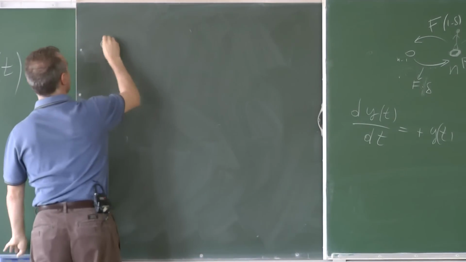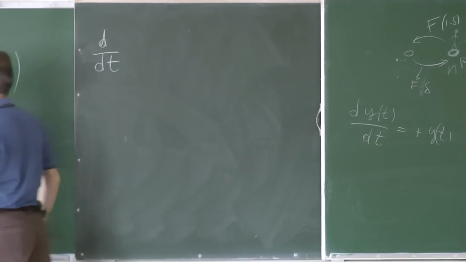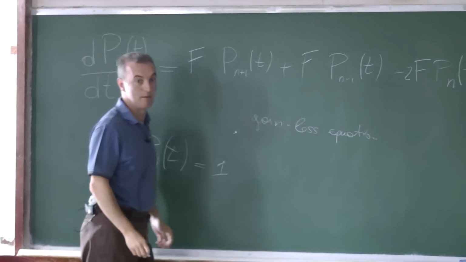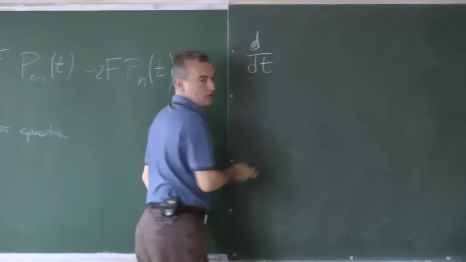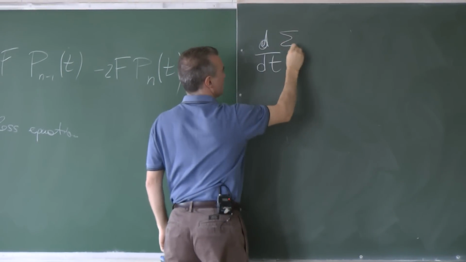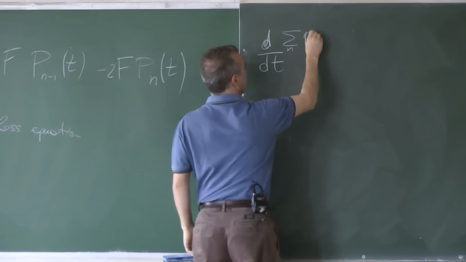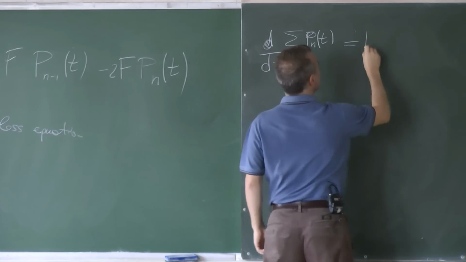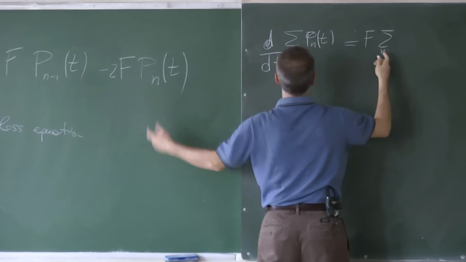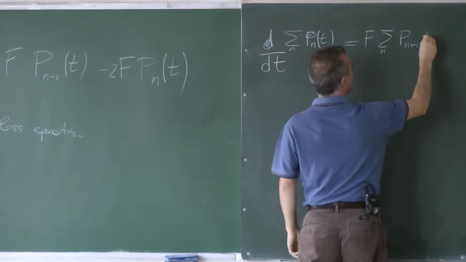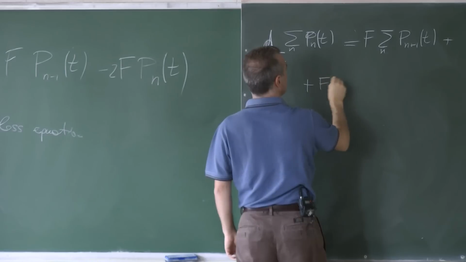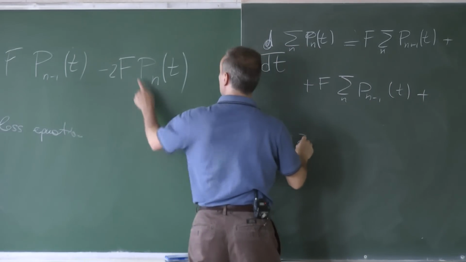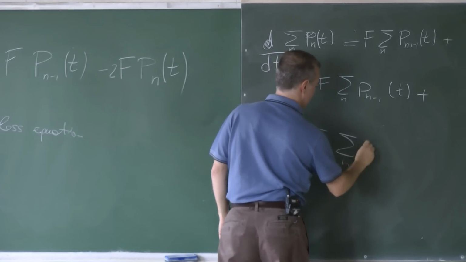The way you do it is just you have an equation which is derived with respect to time. Notice that if I sum the entire equation over n, then n does not depend on time. So I can sum and then put in front of the derivative, so then it's the sum of Pn of t. And then I have to sum also the right hand side. So I have f sum over n of Pn plus 1 of t, plus f sum over n of Pn minus 1 of t, minus 2f sum over n of Pn of t.